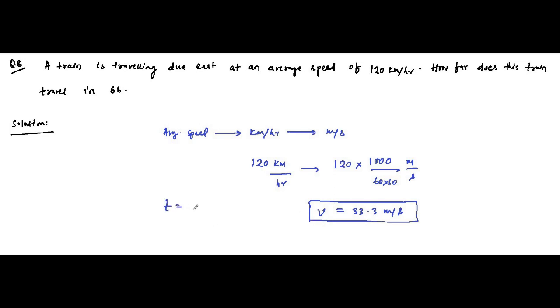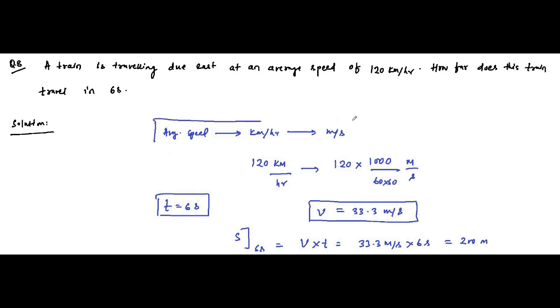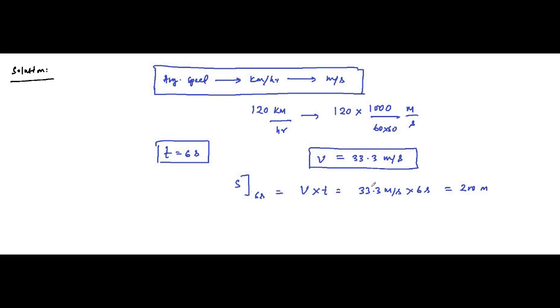Time is given, 6 seconds. So the distance covered in the 6 seconds duration is the product of speed and time. That is 33.3 meters per second times 6 seconds, which is equal to, it is coming to 200 meters. Okay, very simple and straightforward question. The only thing which is important here is to convert the speed which is given in kilometers per hour into meters per second. Rest everything is simple, straightforward.